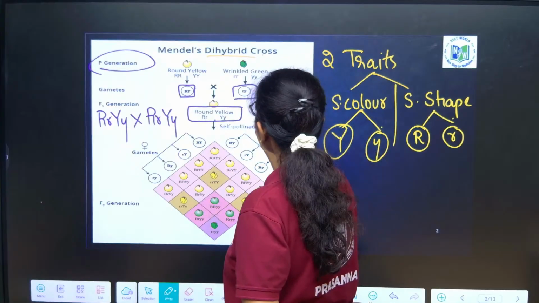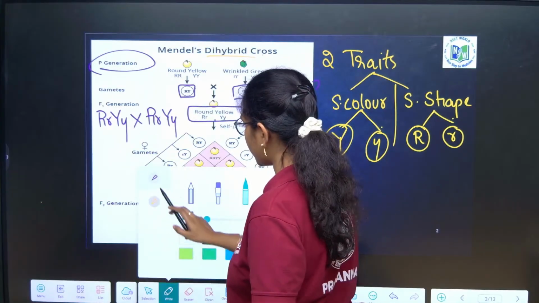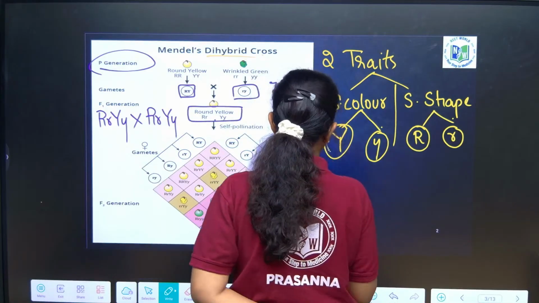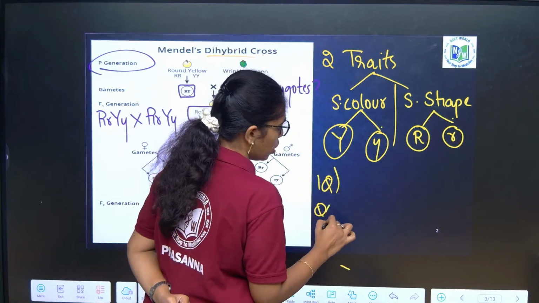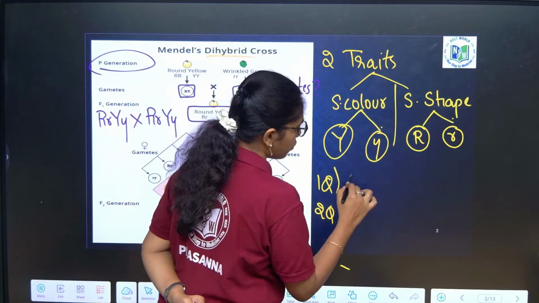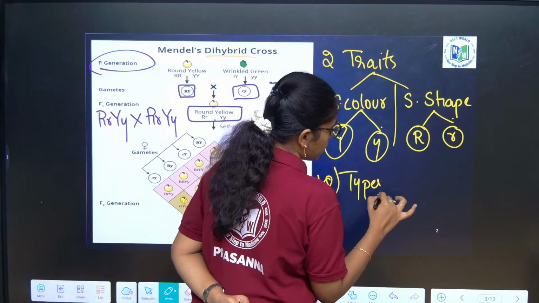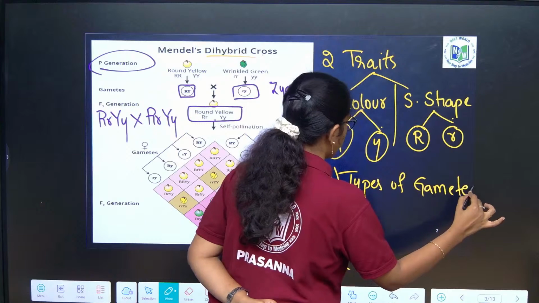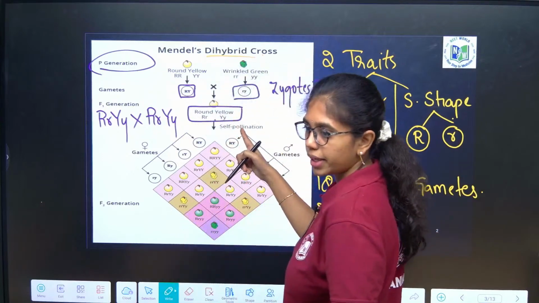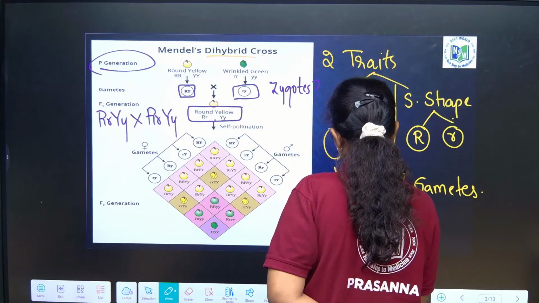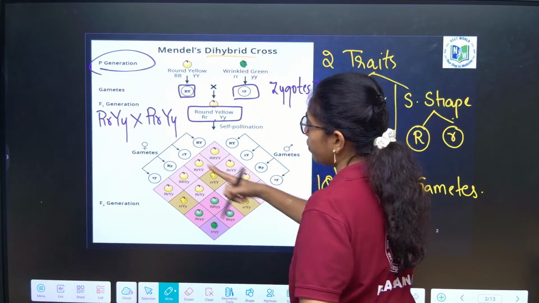Second, what are the types of gametes present here? How many types of gametes are there here? So, here two questions, beta. Question number 1, question number 2. First question is how many types of gametes are there here in this? Second is how many offsprings are formed, or how many zygotes are formed with this cross.